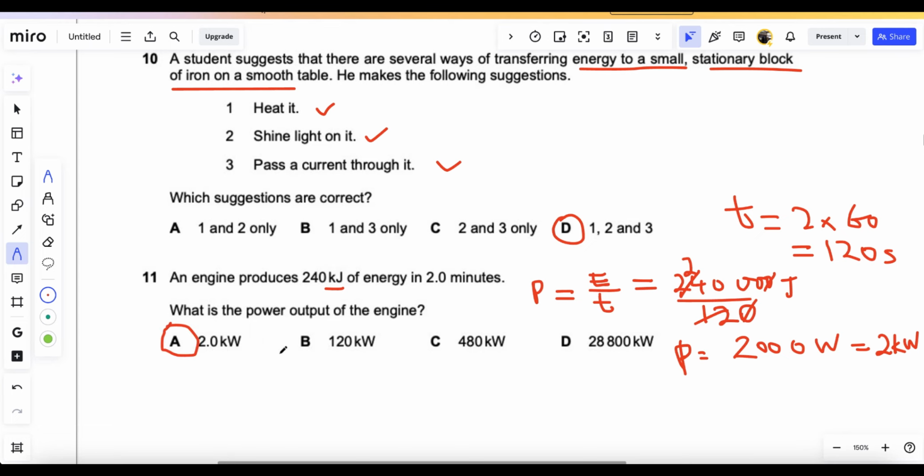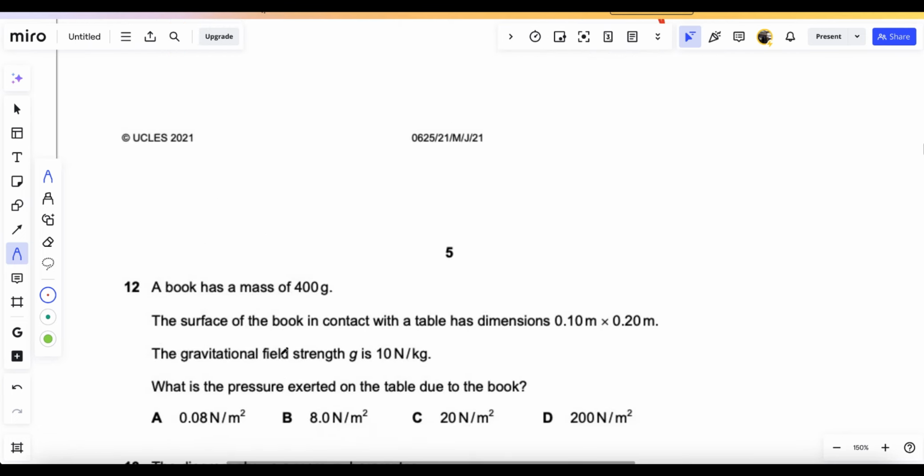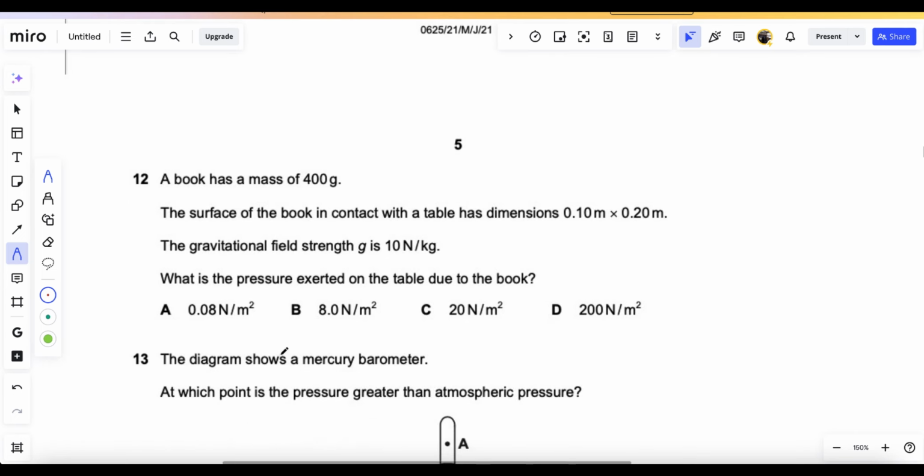Is that okay? Now let's go to question 12, quickly. Question 12, we're saying that a book has a mass of 400 grams. The surface of the book in contact with a table has a dimension of 0.1 by 0.2. So you can calculate the area of the surface, by multiplying 0.1 times 0.2.